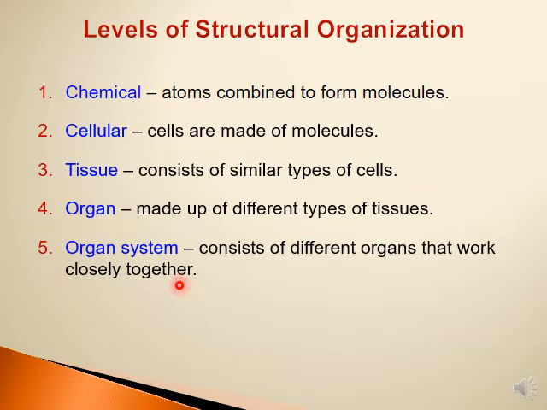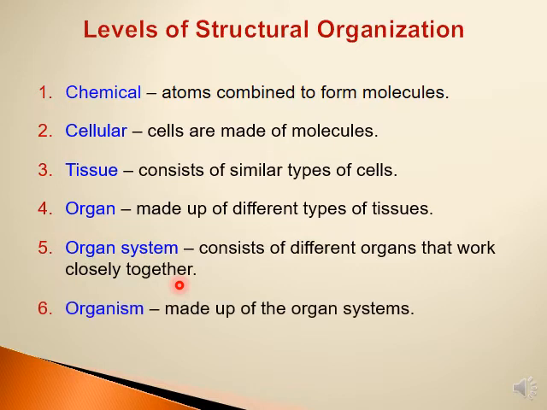Like the respiratory system, its main function is to bring oxygen to the blood and get rid of carbon dioxide. The alimentary system's main function is the digestion and absorption of nutrients that we need as a source of energy and also as a source of molecules and ions that are necessary for growth and other body functions. Then we have the organism, which is made up of the organ systems.